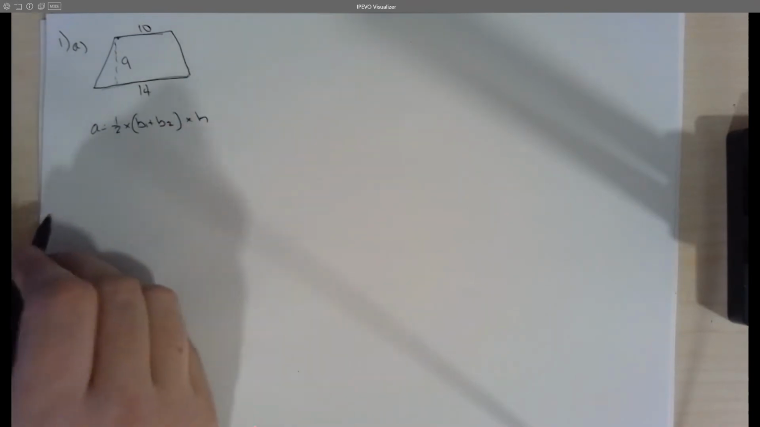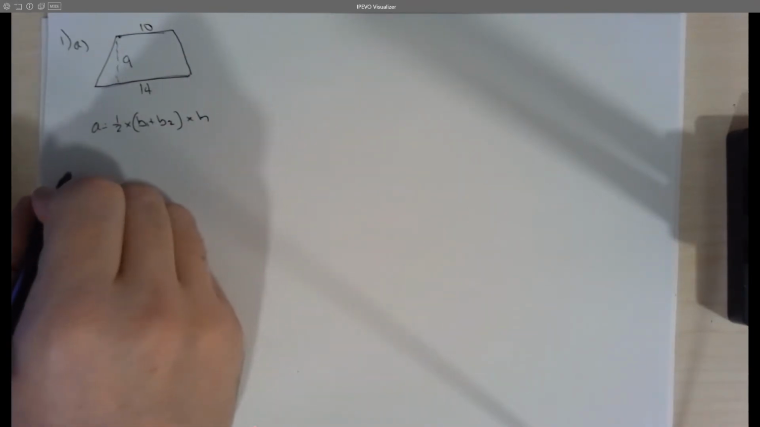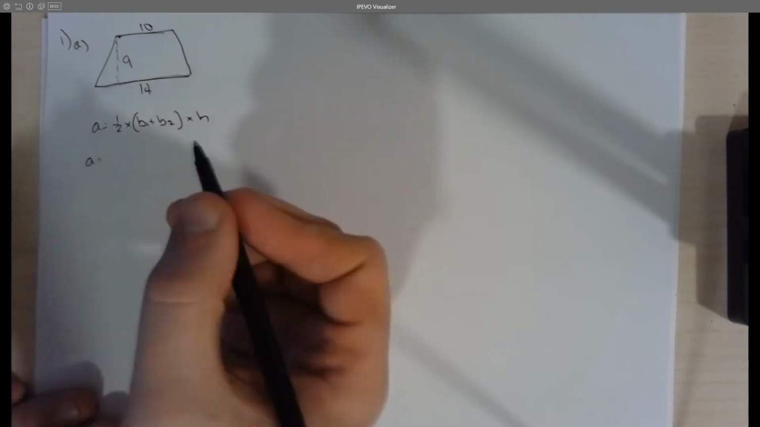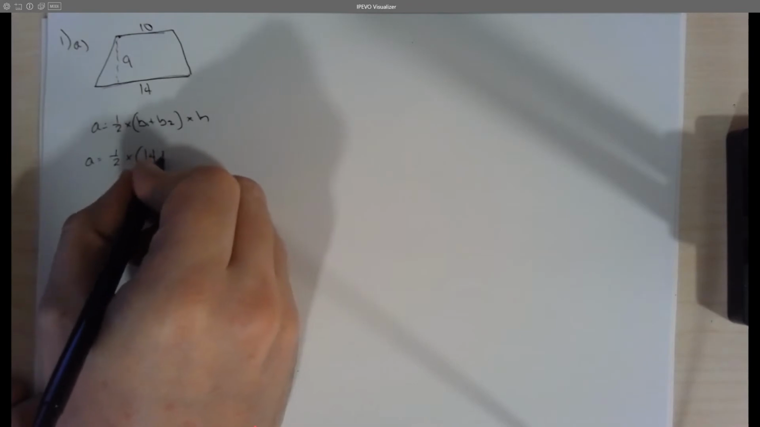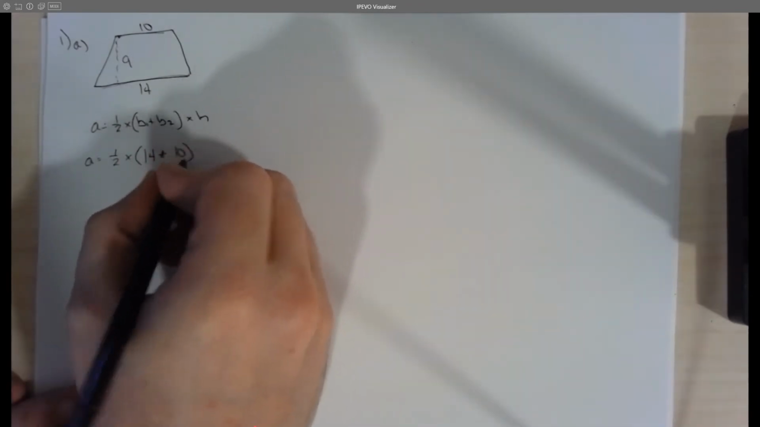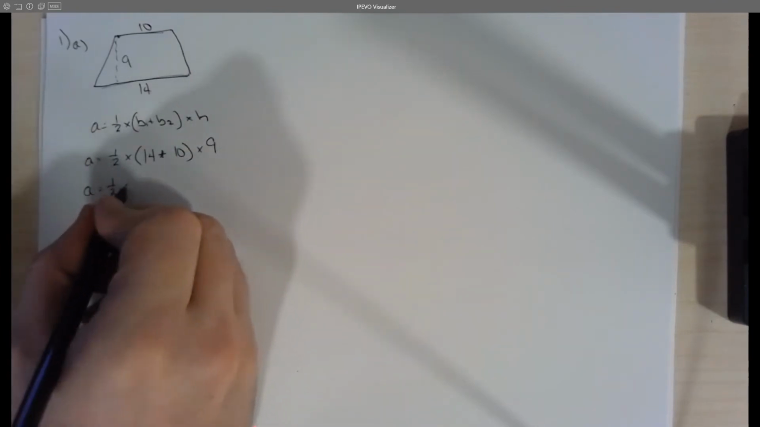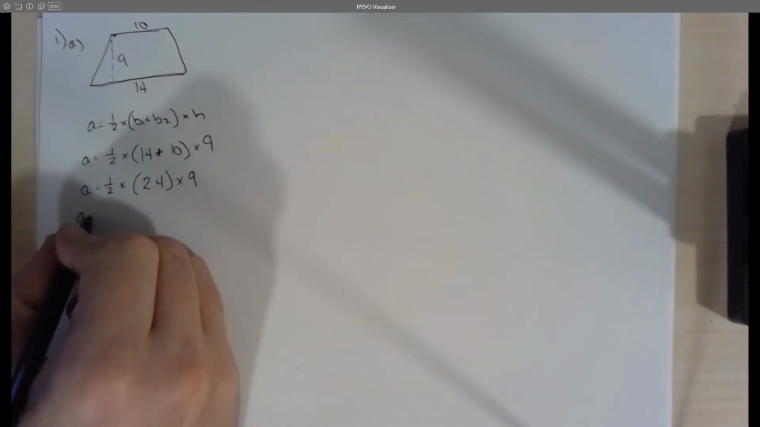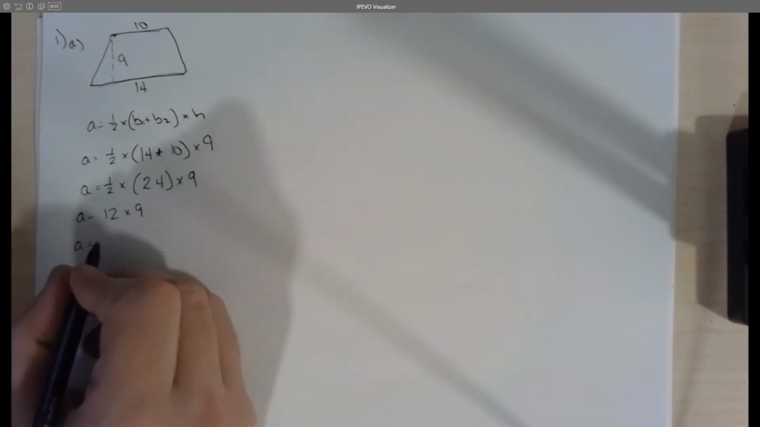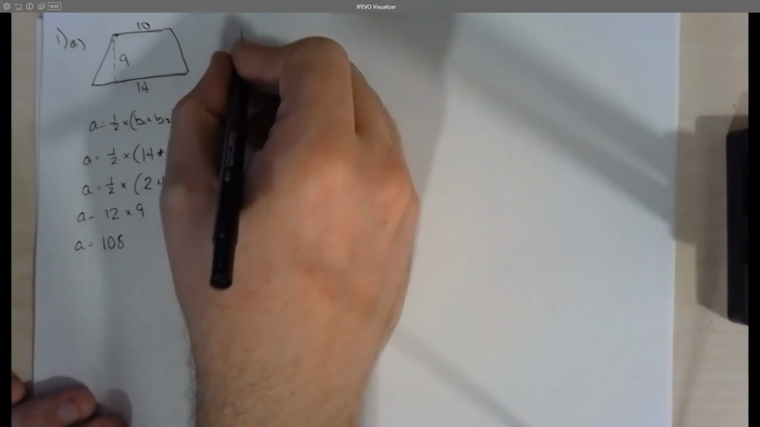times height. So let's plug in what we know and solve for what we don't, which in this case is just our area. 1/2 times base 1, which is 14, plus base 2, which is 10, times our perpendicular height, which is 9. So area equals, order of operations, we have to do our brackets first. 24 here. 1/2 of 24 is 12. So area equals 12 times 9, which is going to be 108. So there's our very first area as we plug in what we know.